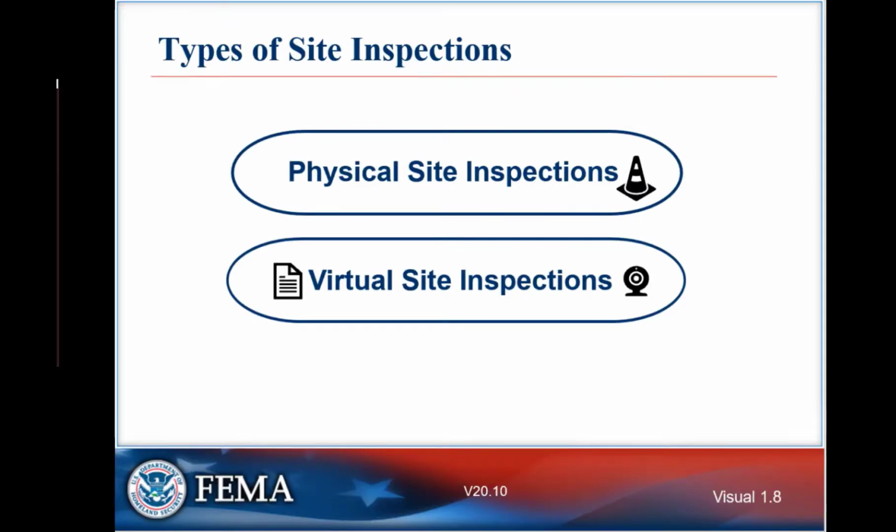Public Assistance has two types of site inspections. We have our physical site inspections, which is our standard in-person inspection that is conducted in the field. And then we have virtual site inspections. This is a newer concept developed due to the current pandemic. Our virtual site inspections are broken down into two smaller categories depending on applicant experience and available resources, as well as the type of damage.